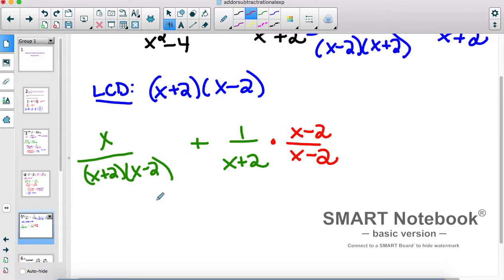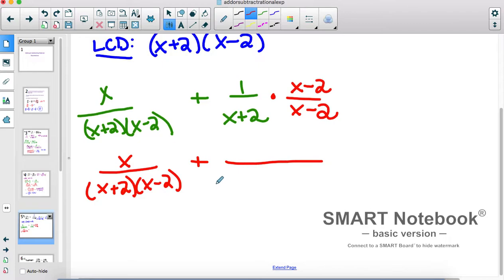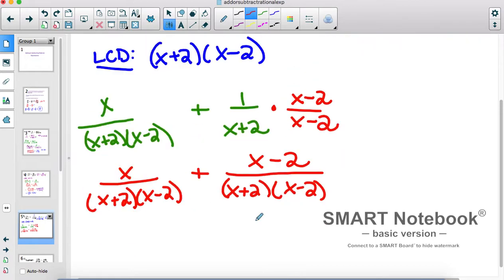Okay, so moving on, rewriting everything again. So these are time consuming. I do recommend you write out each step just so you don't mess up because there's a lot of algebra going on. Okay, so the bottom of the second fraction is x plus 2, x minus 2, which is what we needed, right? The top is 1 times x minus 2, so that's nice and easy. It's just x minus 2.